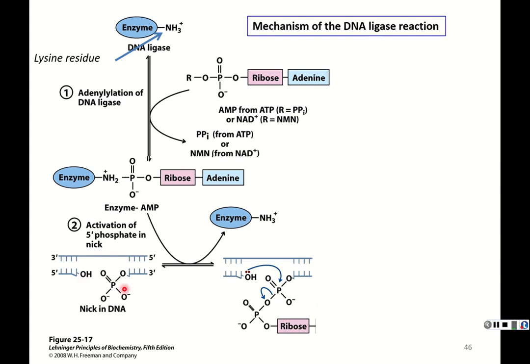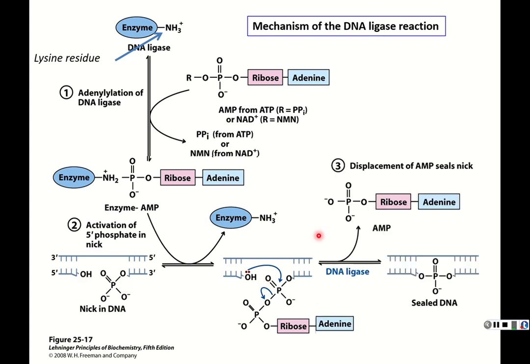Okay, and it's a little bit complicated, but you don't really need to know this mechanism. All you really need to know is that your ligase is using ATP to seal this gap between your 3' hydroxyl and 5' phosphate group on the adjacent Okazaki fragment.